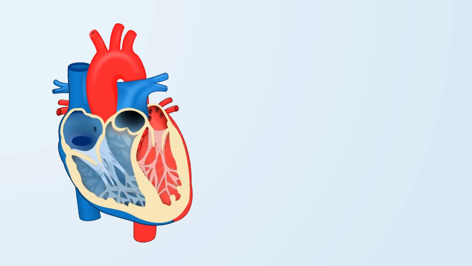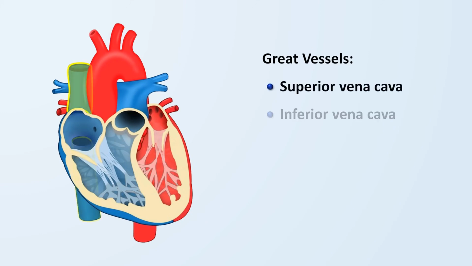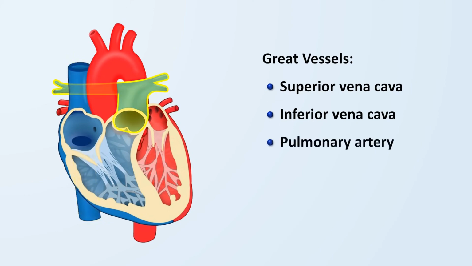Although I've already mentioned them individually, to review, let me list the 8 great vessels. These are the superior and inferior vena cava, which bring blood from the body to the right atrium, the main pulmonary artery, which bifurcates into the right and left pulmonary arteries, which travel to the right and left lungs respectively, the aorta, which is the main artery of the body from which all other arteries branch, except the pulmonary artery.